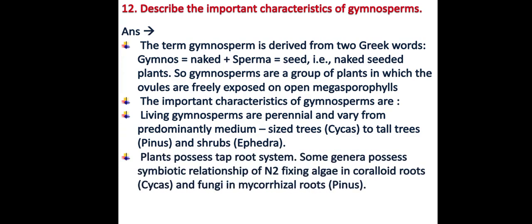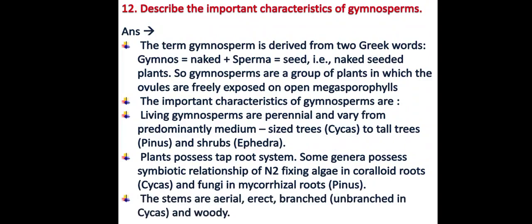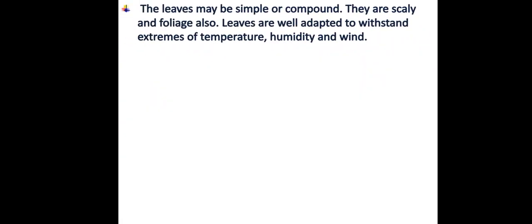Plants possess taproot system. Some genera possess symbiotic relationship of nitrogen-fixing algae in coralloid roots like Cycas and fungi in mycorrhizal roots found in Pinus. The stems are aerial, erect, branched or unbranched in case of Cycas, and woody. The leaves may be simple or compound. They are scaly and foliage also. Leaves are well adapted to withstand extremes of temperature, humidity, and wind.